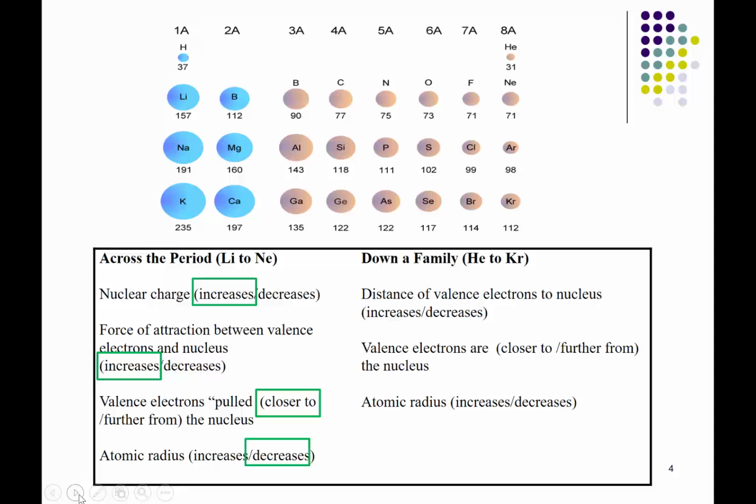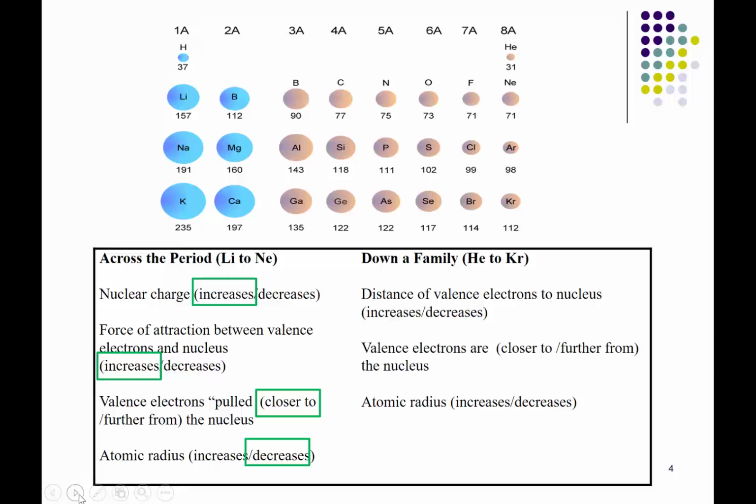So you can put this together in one complete sentence or a small paragraph. Across the periodic table, the nuclear charge would increase. This will result in the force of attraction between the valence electrons and the nucleus increasing. As a result, the valence electrons are pulled closer to the nucleus. Therefore, the atomic radius decreases. That's the kind of explanation that we're looking for.